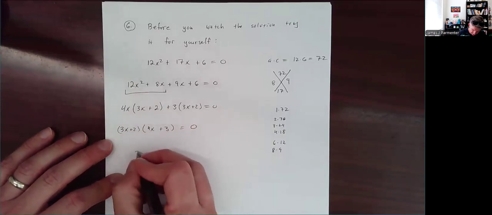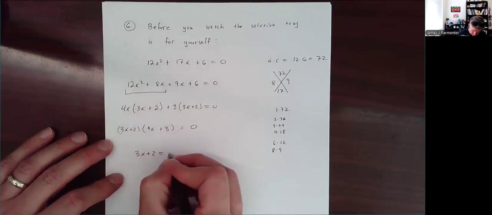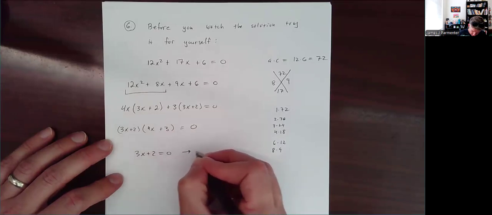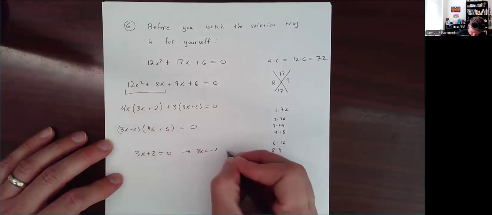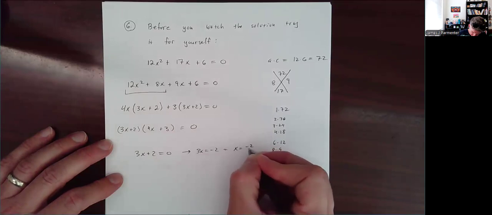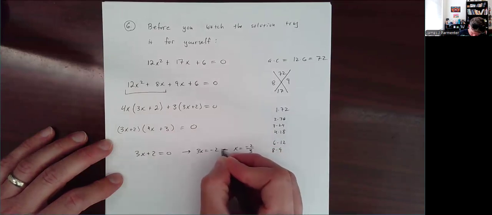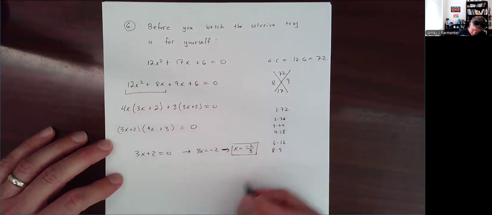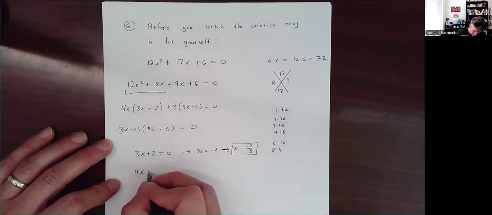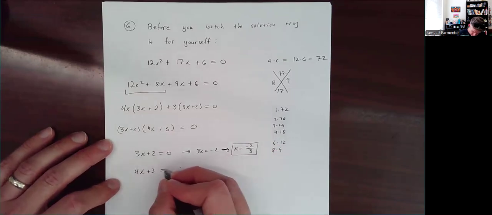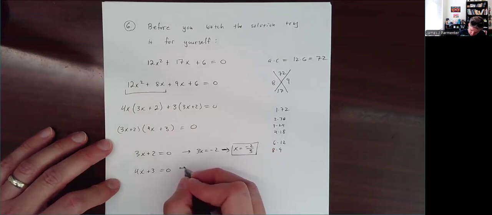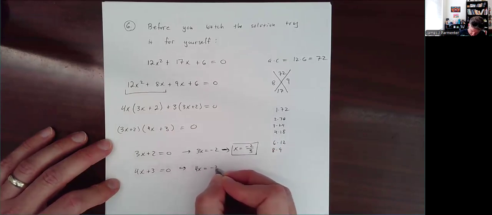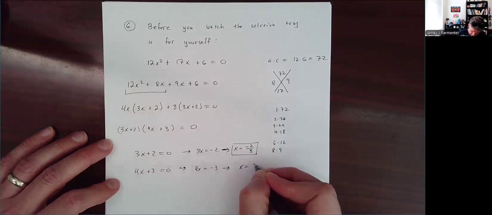We set each factor equal to 0. 3x plus 2 equal to 0 yields 3x equal to negative 2, which gives us x equal to negative 2/3. And I shouldn't use an equal sign. I should use an arrow there. And then similarly, 4x plus 3 equal to 0 is going to give us 4x equal to negative 3, which is going to give us x equal to negative 3/4.